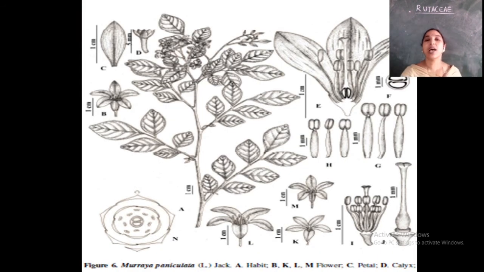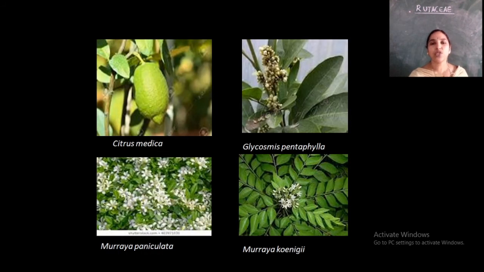Okay. This is the illustration of the member Murraya paniculata. Murraya paniculata you can press and also you can draw in your record sheet. And I will show some of the common plants belonging to Rutaceae. This is Citrus medica or Citrus aurantium, and this is Glycosmis pentaphylla. I already told you, it's very common one. This is Murraya paniculata, garden plant, and this is Murraya koenigii, that is our curry leaf. You can use any of these for preparing your herbarium.